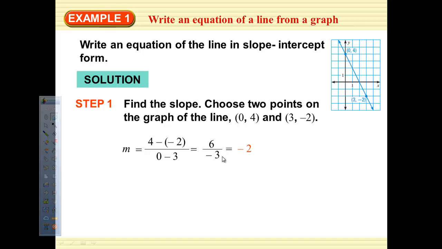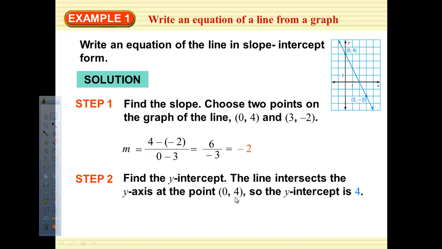The other thing we need to notice, and this is most of the time not true, but in this case we're given the y-intercept. The y-intercept means where it crosses the y-axis, and if you notice, this point is where it crosses the y-axis. So the nice thing is if we put it in the form y equals mx plus b, our slope, or our m, is negative 2, and our y-intercept ends up being 4, because the point (0, 4) is on the y-axis.